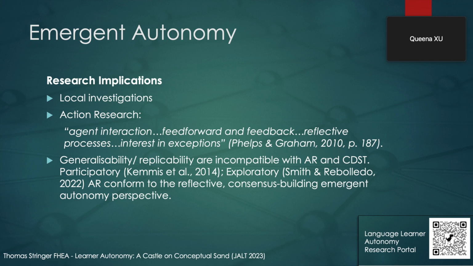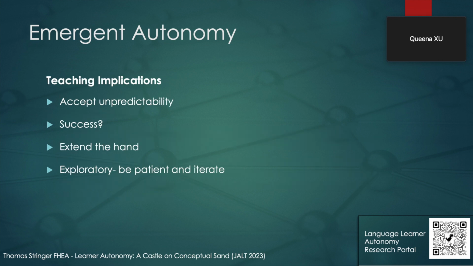Generalizability, replicability, those kinds of research orientations will be incompatible. And also participatory forms of action research, exploratory forms of action research will be necessary. They'll be required to build the kind of consensus around that we discussed earlier. As for teaching itself, it implies that we need to lean into the unpredictable situations.